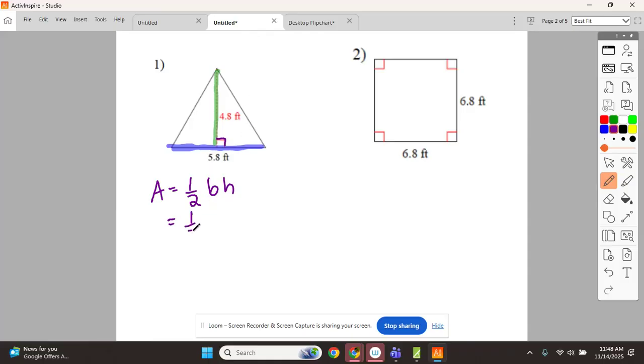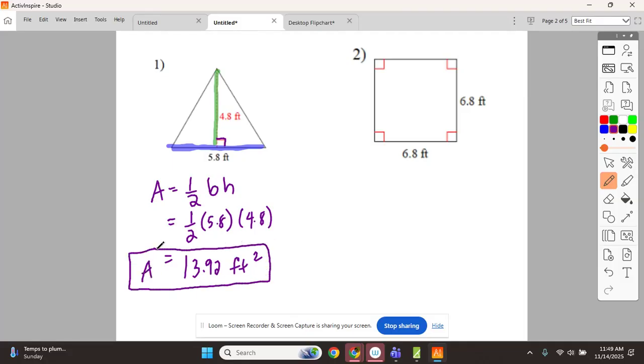So applying the formula, 1/2 times 5.8 times 4.8. So let's punch it in our calculator. Okay, so 1/2 times 5.8 times 4.8. The answer here is 13.92 feet squared. That's the area of this triangle. There you go. Kaboom.